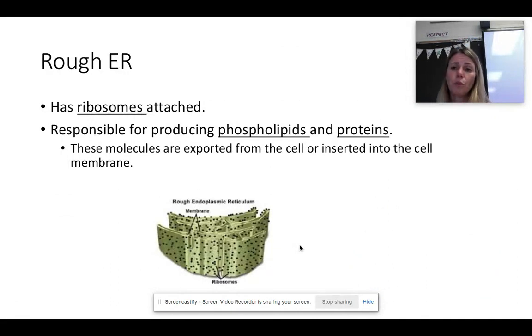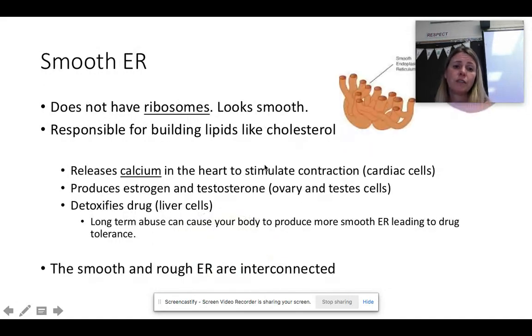So rough ER is the one with ribosomes attached to it. Again, this is where protein synthesis actually takes place. So the ribosomes themselves are where proteins are made. And again, the rough ER or the endoplasmic reticulum is where it's going to be packaged, right? So they make phospholipids, which are important for cell membranes, and they're going to be making proteins. All right, so they're either exported from the cell or they're going to be repairing the cell itself.